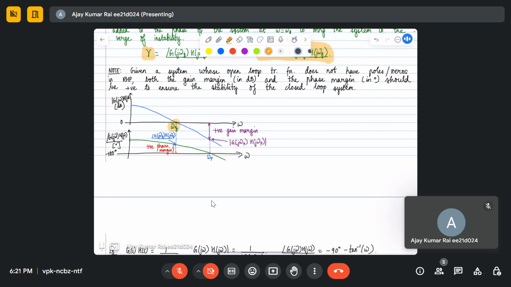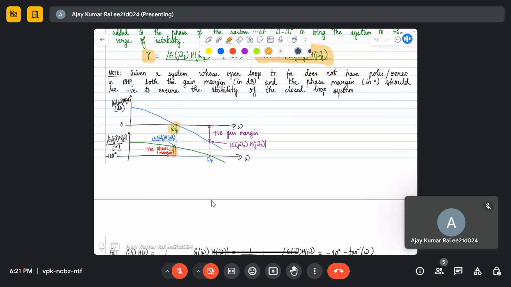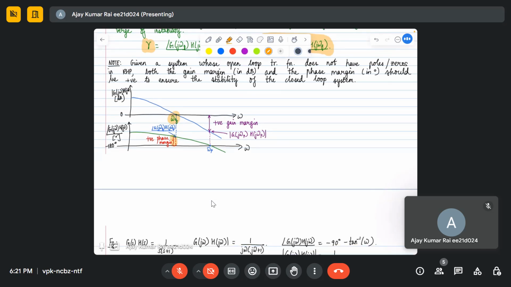So we calculate the phase margin. So this is the phase margin. In this case, it's positive, that means we have a particular amount of phase margin. So that means the system is still stable. Correspondingly, at the phase crossover frequency, we calculate the gain margin.